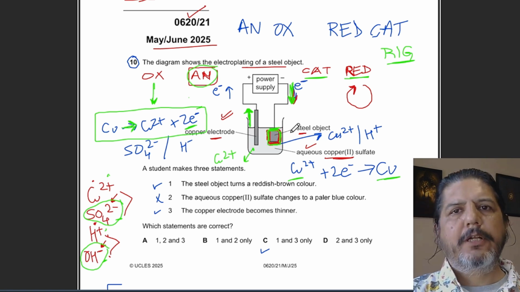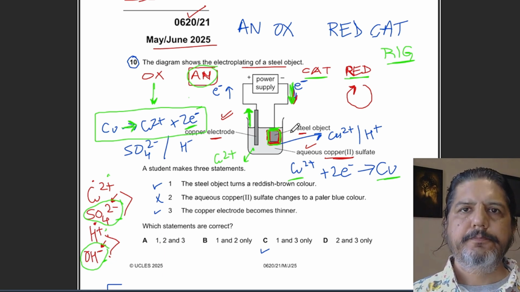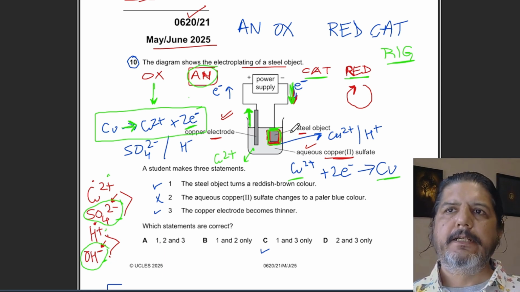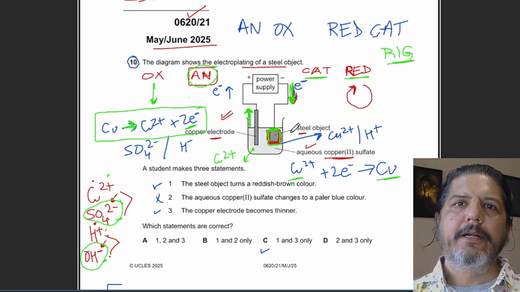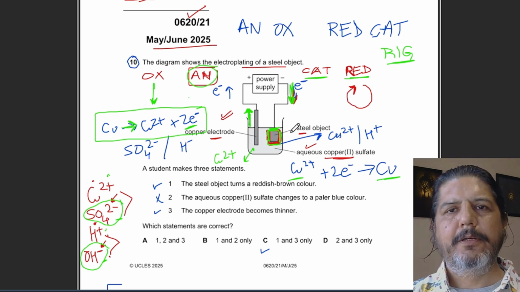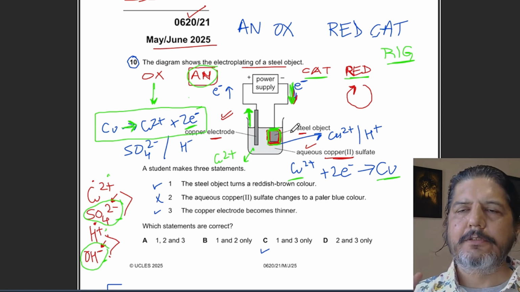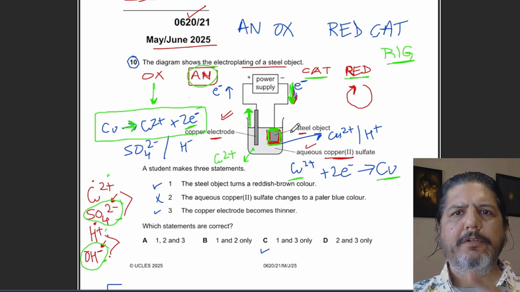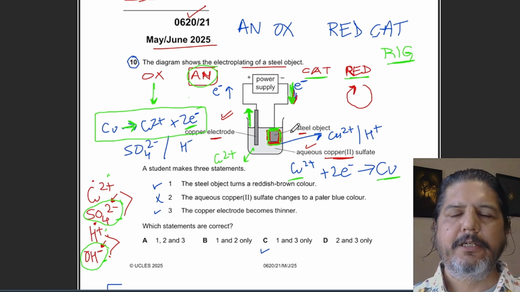So just try to visualize that on the left side, the Cu is entering the electrolyte as Cu2+, and on the right side of the paper, the Cu2+ which has entered the electrolyte will start getting discharged as Cu and will start forming a layer upon the steel object. And of course, that is what we want. That is what electroplating is. So now let's start looking at the choices.